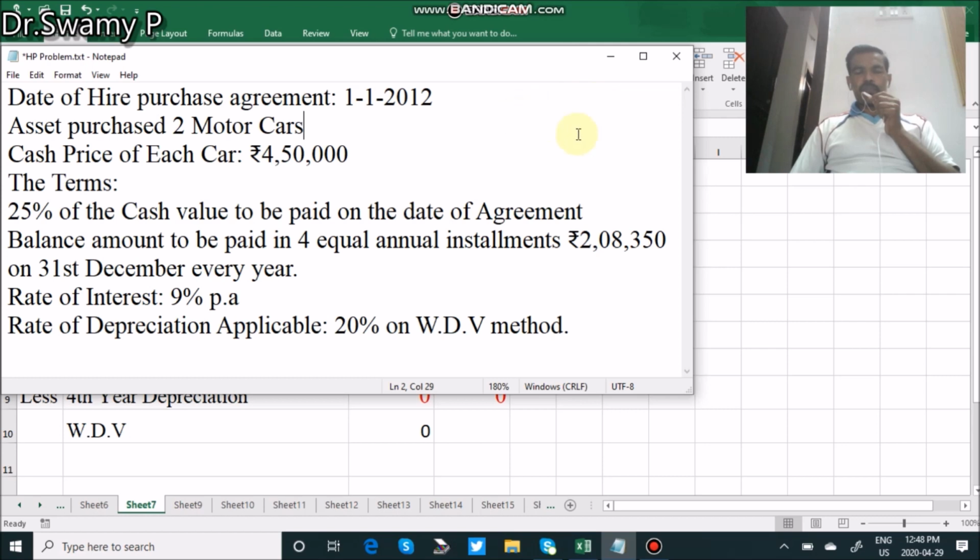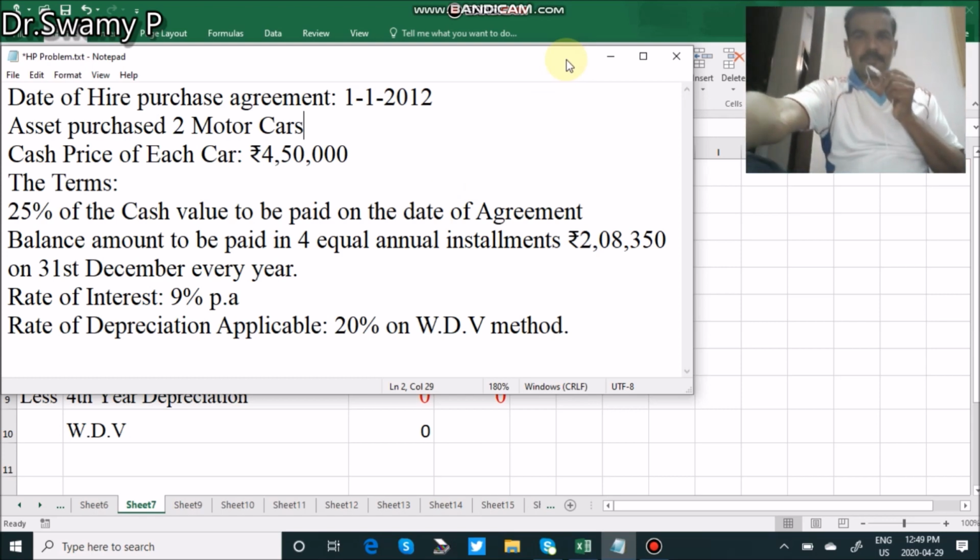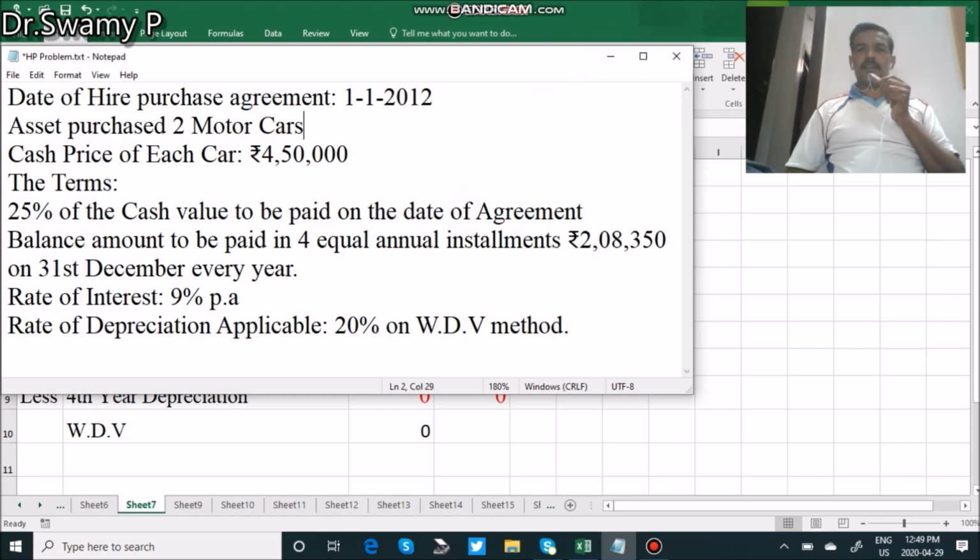Now what I am going to show you here is by taking one example how these calculations are shown in Excel sheet, how journal entries and ledger accounts are shown in the Excel sheet. Okay, I'm taking one example. See, the case is here.